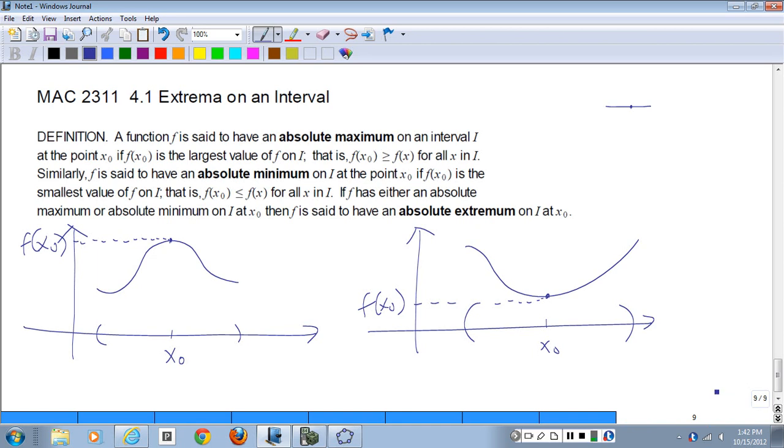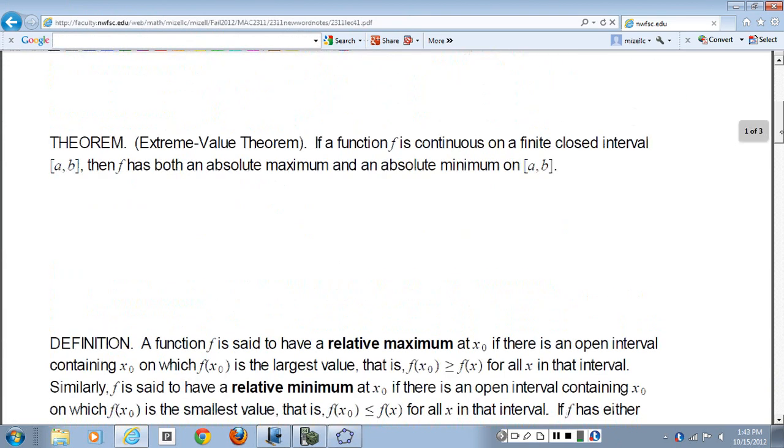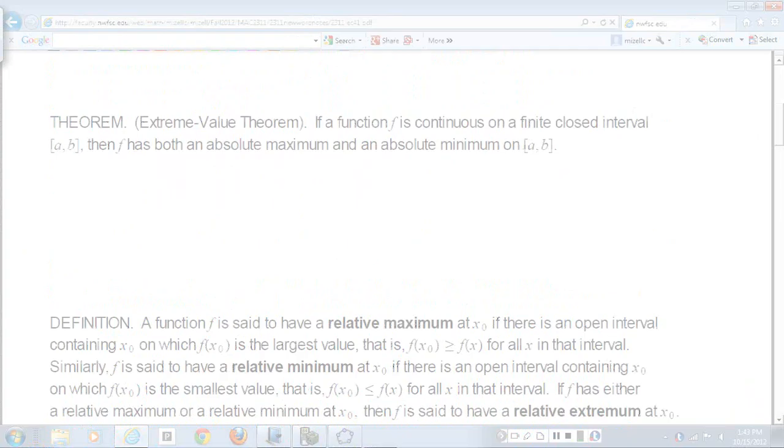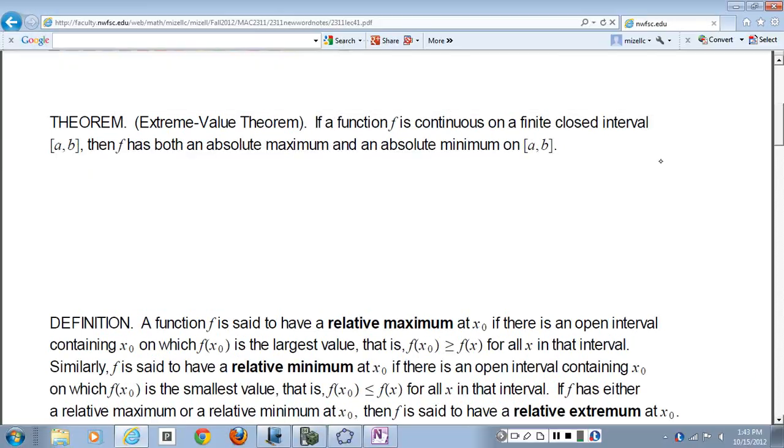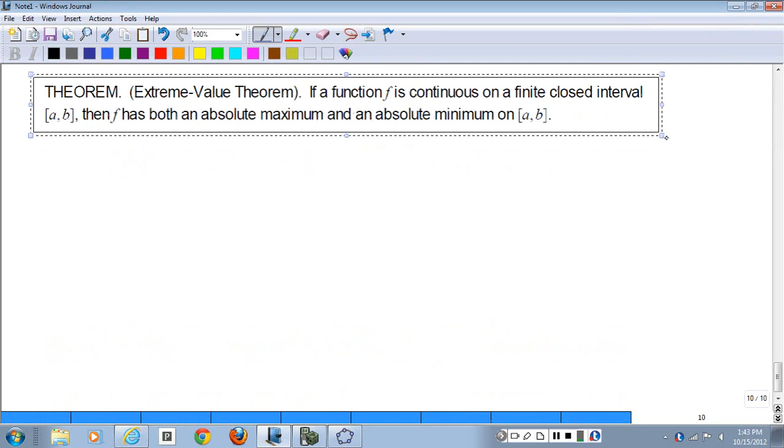In either case, collectively they're referred to as absolute extrema. Individually, you could say it has an absolute extremum, just to save time from saying minimum or maximum. Then we have a theorem. The extreme value theorem. Let's consider the hypotheses.